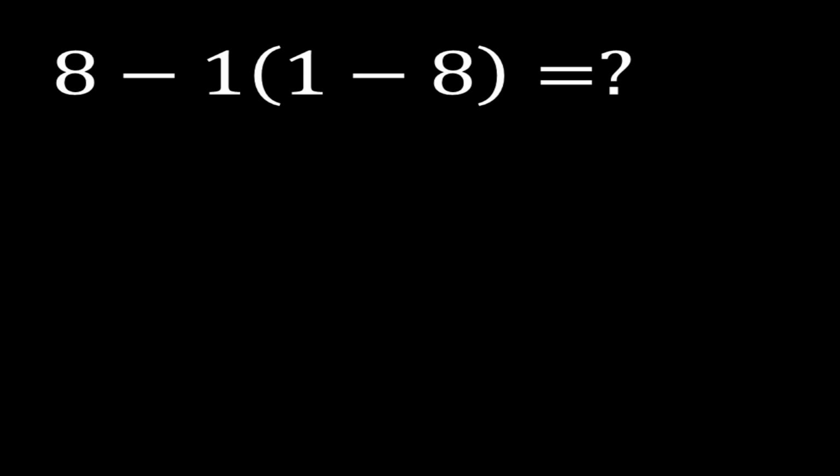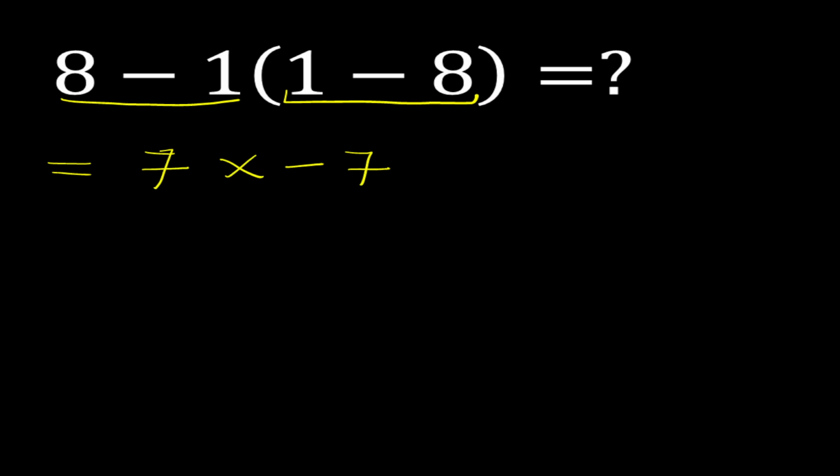So most people solve this question like 8 minus 1 is equal to 7. Then again, 1 minus 8 is equal to minus 7. Now 7 multiply minus 7 is equal to minus 49. But this answer is not correct. This answer is completely wrong.